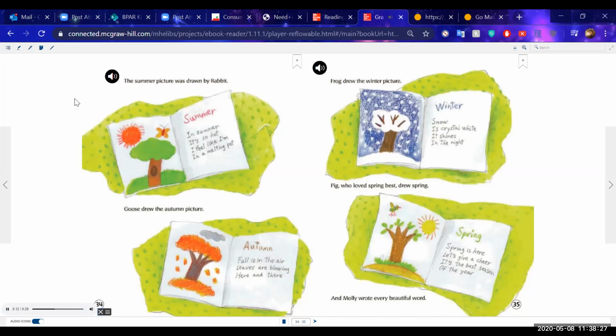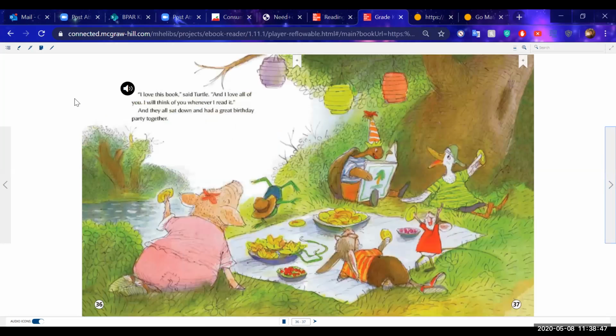Pig, who loved spring best, drew spring. Spring. Spring is here. Let's give a cheer. It's the best season of the year. And Molly wrote every beautiful word. "I love this book," said Turtle, "and I love all of you. I will think of you whenever I read it." And they all sat down and had a great birthday party together.